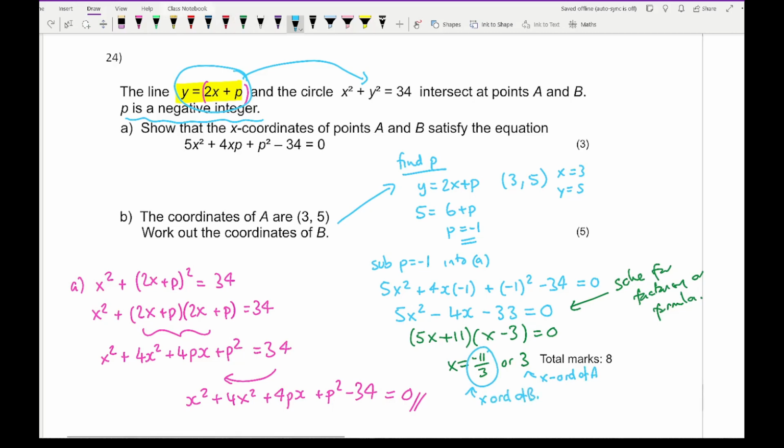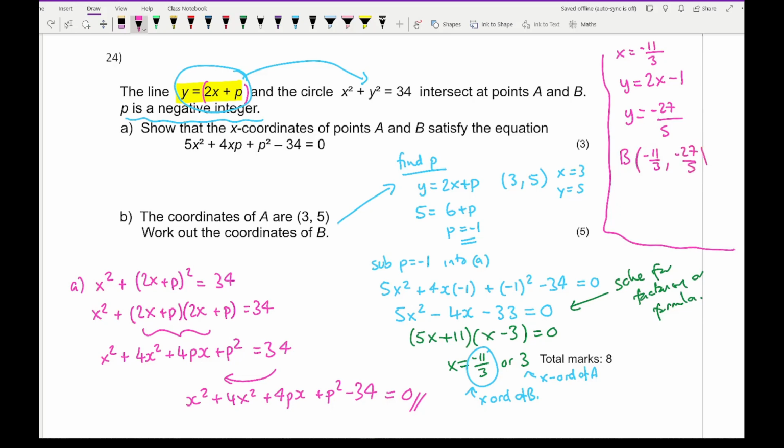So if x equals minus 11 over 5, then using y equals 2x minus 1, because p, remember, is minus 1, substitute that in and I get a y value of minus 27 over 5. So then here the coordinates of b can either be written as minus 11 over 5 and minus 27 over 5, or you can write it as a decimal.